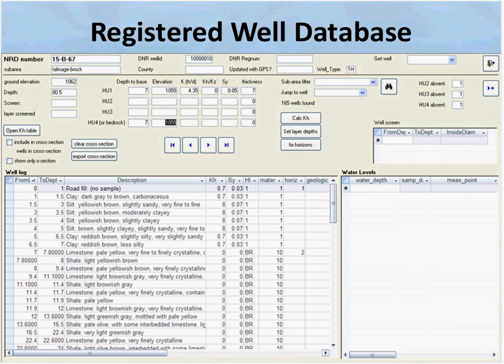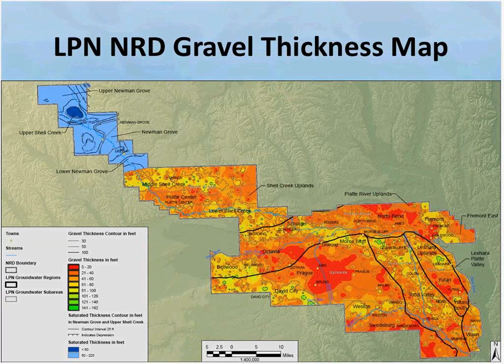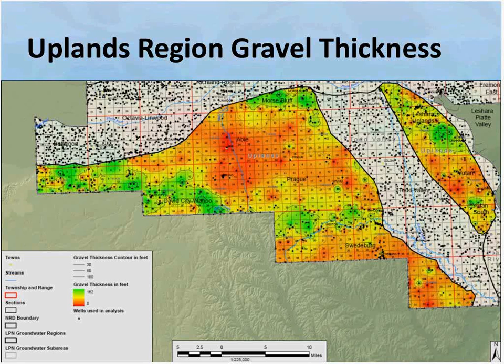This is just one screenshot to show you that it illustrates all the different units as they are described by the geologist or the driller. And then it also gives you information on water levels and well construction, all in one screen. So we were able to look through all the well logs of the NRD, sift out the ones that didn't go to bedrock, use the ones that were going to give us the information we needed, and just focus in on those.